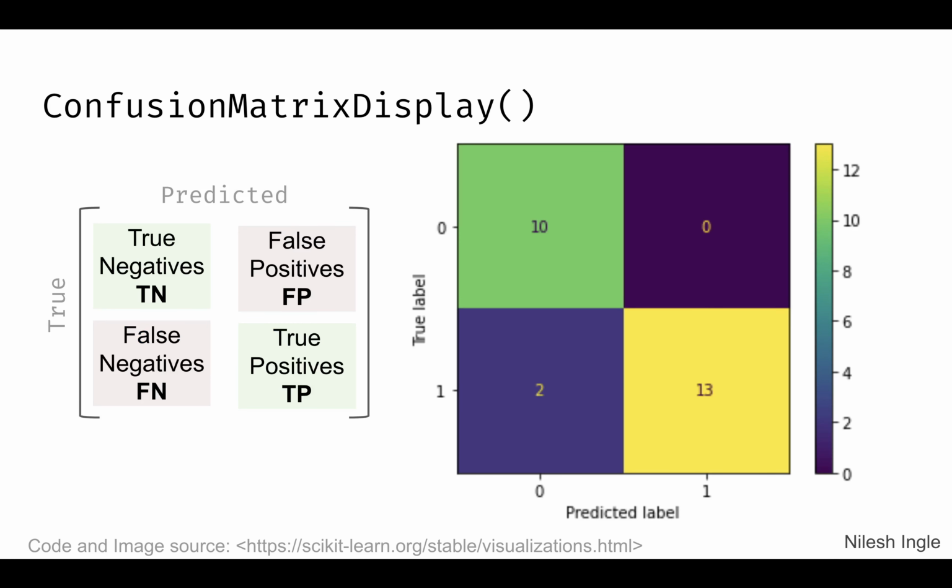Next is the confusion matrix display, which you've probably already seen. And here we have the predicted labels and true labels, and this is your true negatives, positives, and so on. So the diagonal elements tell how many of the classes were correctly classified, and off diagonal elements show the mistakes made by the classifier.